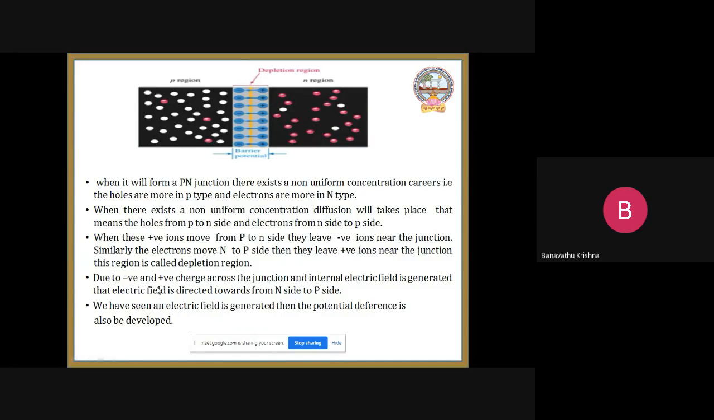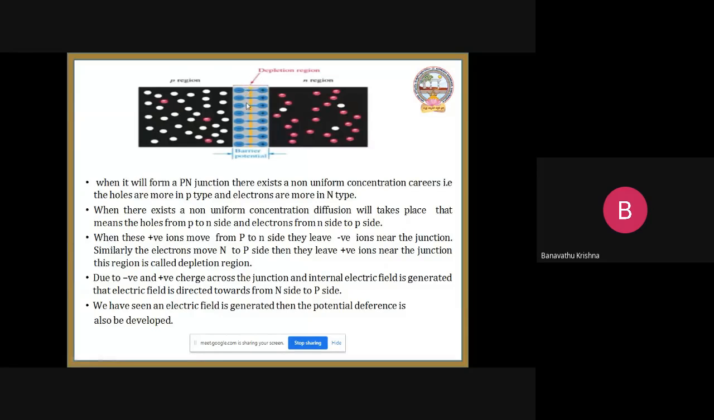Okay, so let us see here. We have seen that an electric field is generated, and then a potential difference is also developed. I told you that when the electric field is generated here, the potential difference is also developed here. That potential difference has the negative polarity here and the positive polarity here. So the potential difference is developed by the electric field.